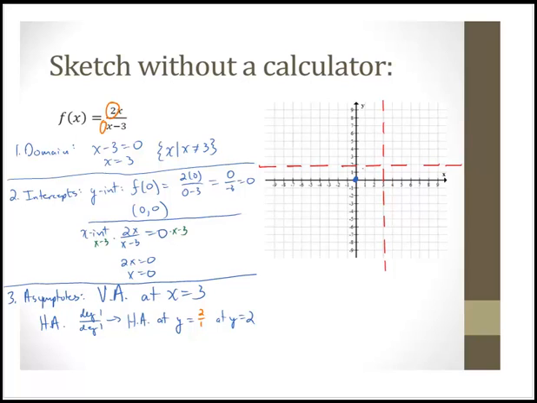So I'm going to find at least 3 other points. I want a point to the left of x equals 0, a point between x equals 0 and x equals 3, and I want a point to the right of x equals 3.